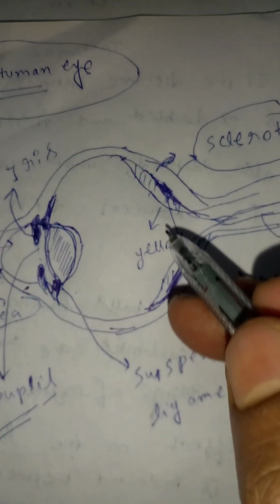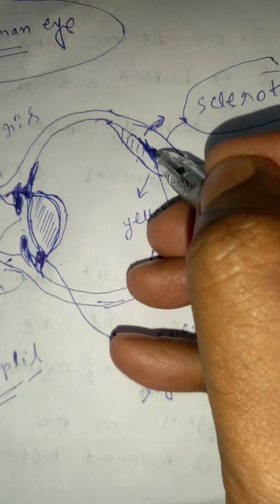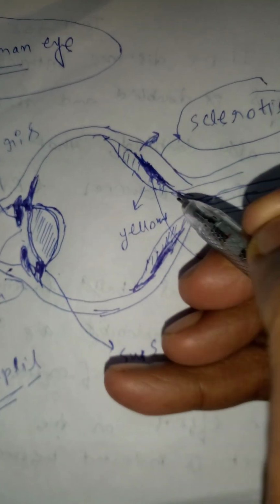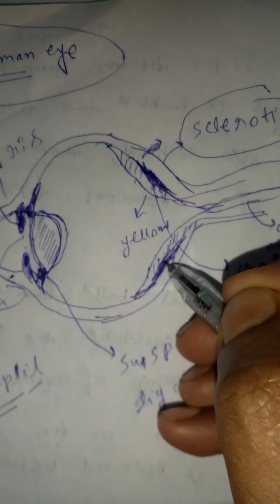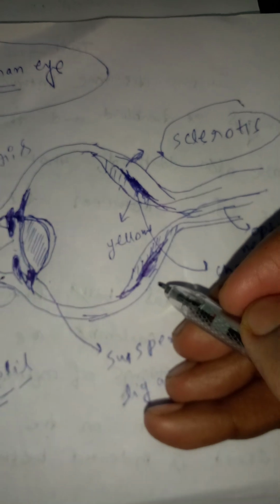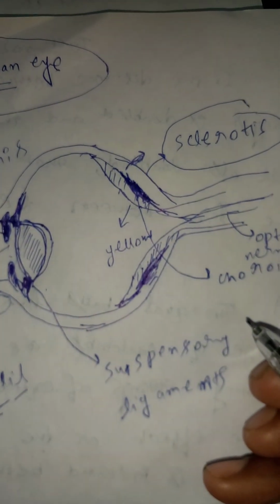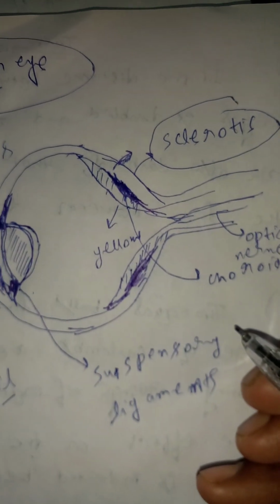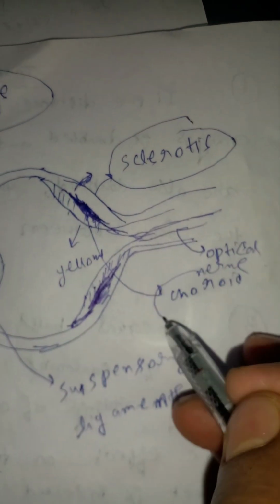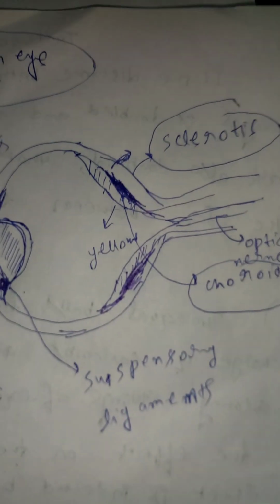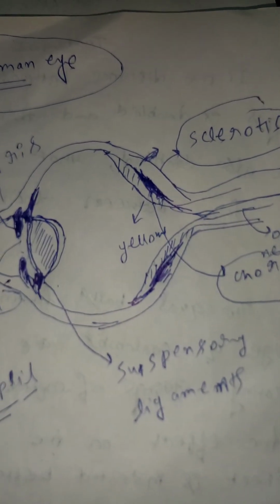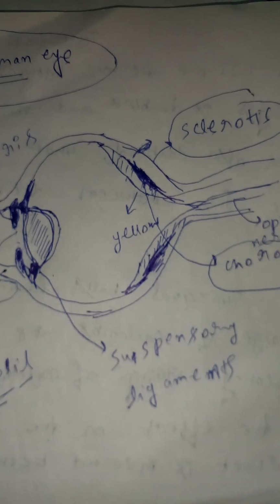And here this black membrane, a little bit black membrane below the sclerotic. This black membrane will absorb stray light and avoids any kind of blurring of image. That black membrane is known as choroid. Choroid absorbs stray light and any kind of blurring of image due to multiple reflection.